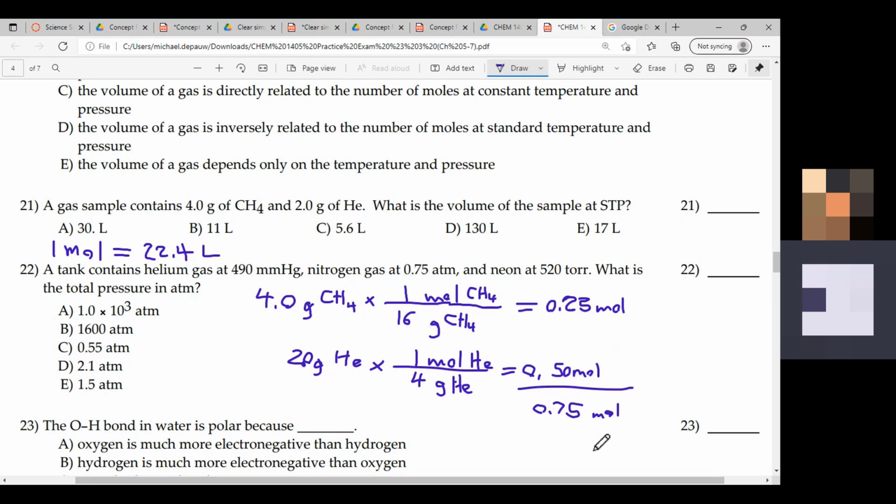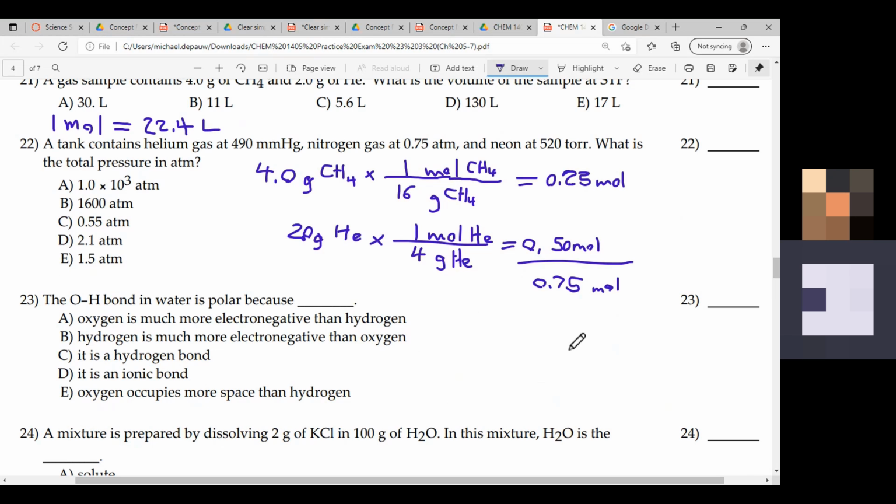So if 1 mole is 22.4 liters, how much is 0.75 moles? What would you do? But yeah, you have the idea though. So this is going to be your total amount of moles, and so you could use conversion factors, or you could just be like, okay, I'm just going to multiply by 22.4.